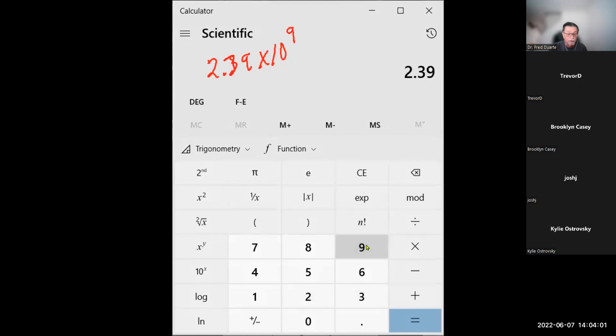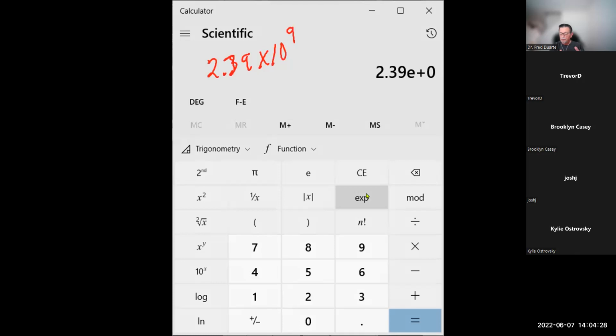2.39. Now, if for some reason that number was negative, I just hit the toggle button here, and guess what? Now I got a negative 2.39, okay? But it's a positive number, so we'll leave it positive. Now, when I hit the EXP button, or the double E button, or the X times 10 to the X power button, that puts me into the scientific format for the calculator.